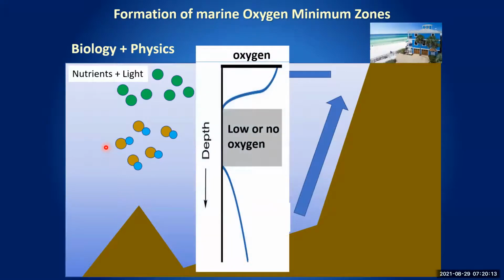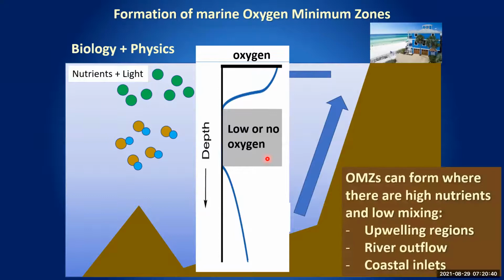So we can get depth profiles of oxygen that look like this, with high oxygen in the upper part of the ocean because it's mixing, it's in contact with the atmosphere. And then we get low or no oxygen within the middle of the water column because the heterotrophic bacteria have broken it down. And also we're not getting high oxygenated water mixed into this area.